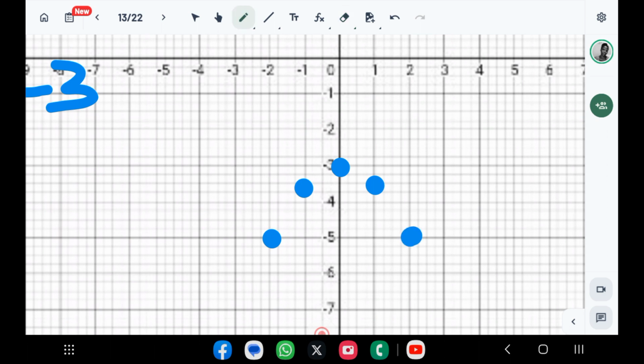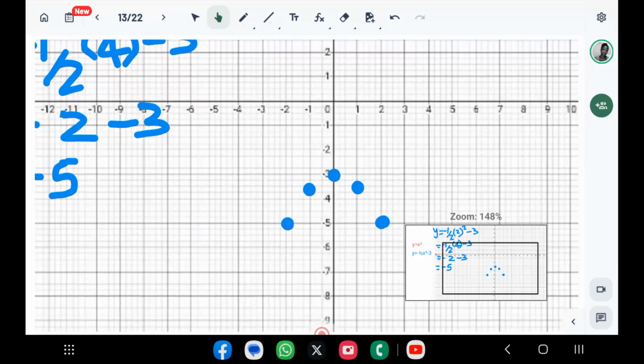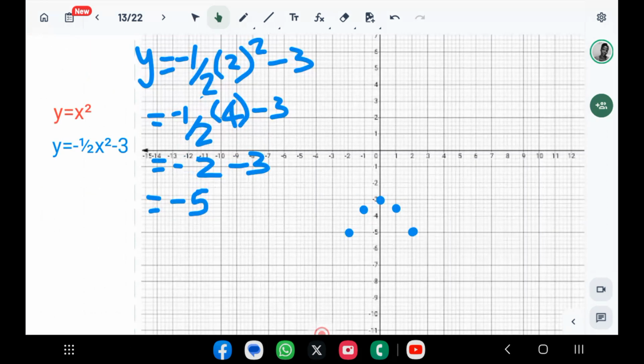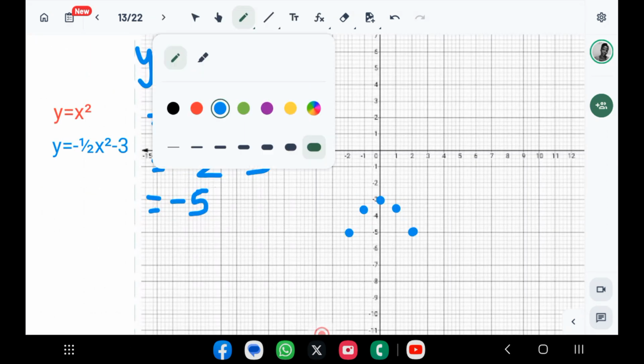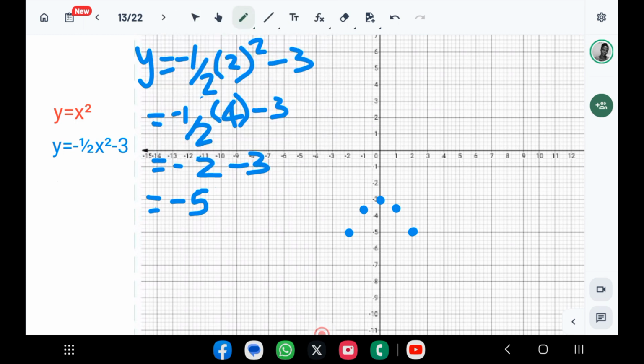All right, now let's join the points together. And that's what you have as a graph.